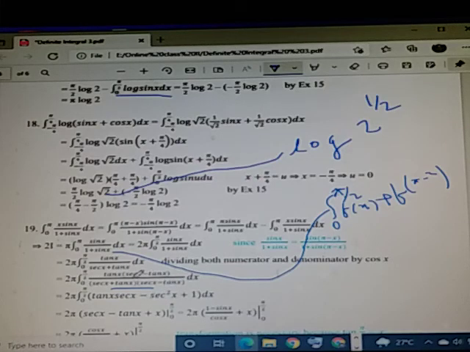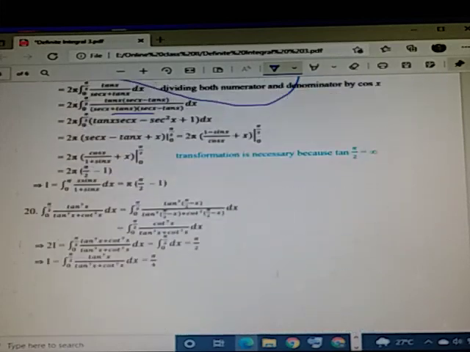I have skipped this simplification, you do it. Tan x sec x is integrable, it is sec x; sec square x is integrable, it is tan x; and 1 is x. So we have done number 19. You put this value here and you will get this one. So this is an ordinary integral, not properties, and the transformation is for tan x from pi by 2 to infinity.